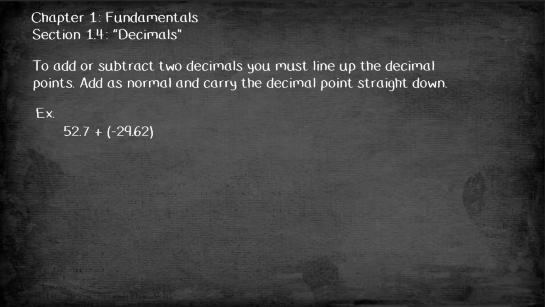So for example, if you were to have something like 52.7 plus negative 29.62, remember that we have two numbers with differing signs. So what we're going to be doing is subtracting the smaller absolute value, 29.62, from the larger, which is 52.7. So here's 52.7, and I'm subtracting 29.62.